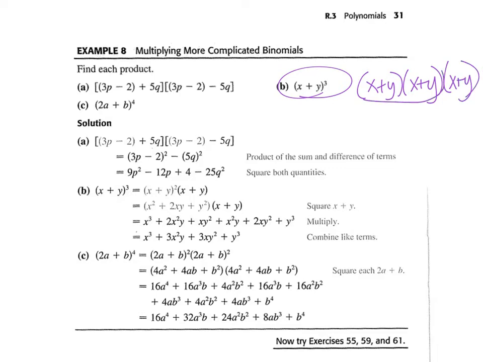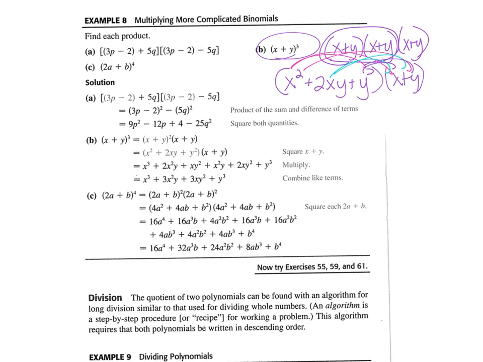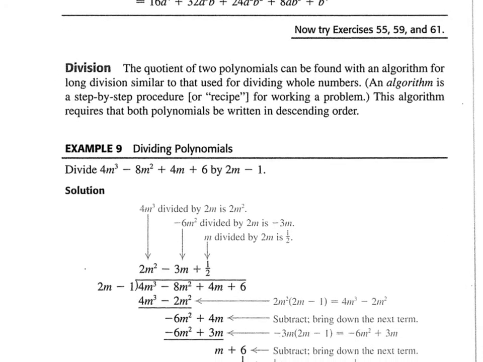So I can use the shortcut here on these two, x squared plus 2xy plus y squared, but then I'd have to multiply it out times x plus y. So at some point, you're distributing that to both, this to both, and this to both. So just a couple extra steps, still the same process. The last thing in this section, though, is division.